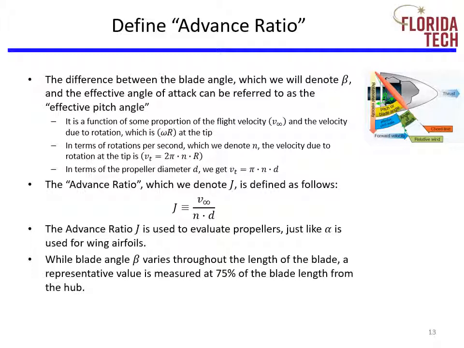The advance ratio, which we denote J, is defined as follows: V infinity over n times D. The advance ratio J is used to evaluate propellers, just like alpha is used for wing airfoils. While blade angle beta varies throughout the length of the blade, a representative value is measured at 75% of the blade length from the hub.